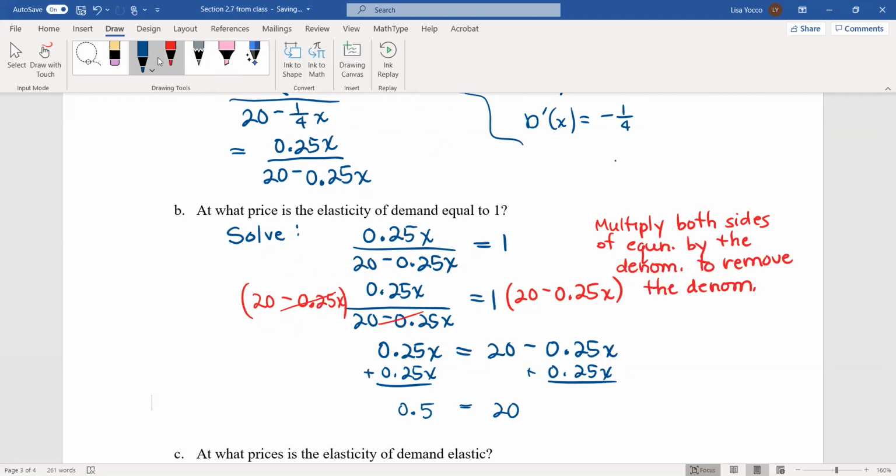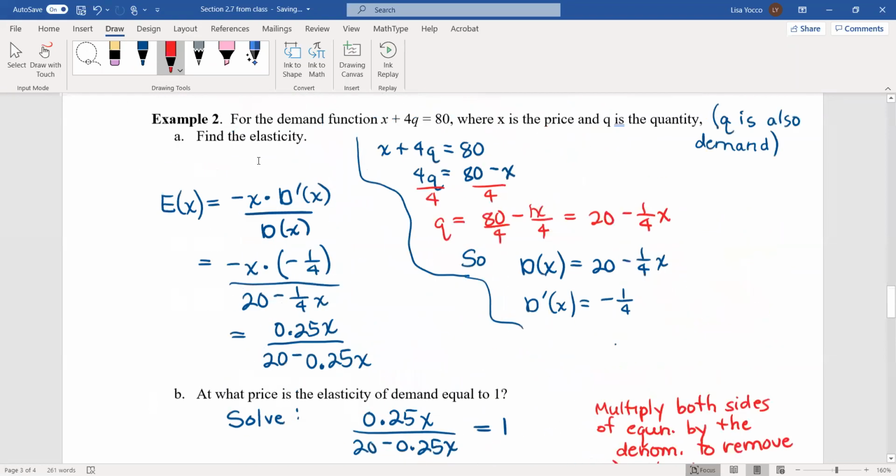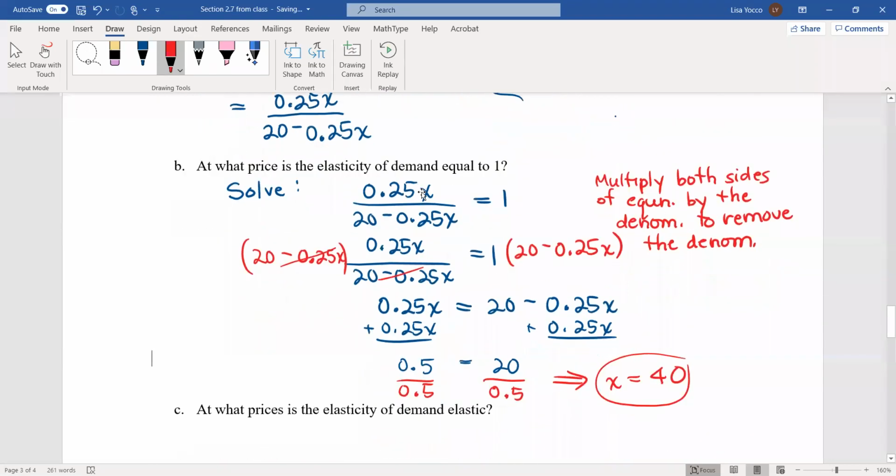And then finally, to solve for x, I'll divide both sides by 0.5. And 20 divided by 0.5 is 40. Okay. So, it doesn't really give me what this represents, but the price that makes the elasticity equal to 1 is 40. Okay.